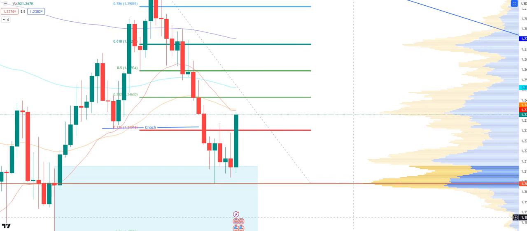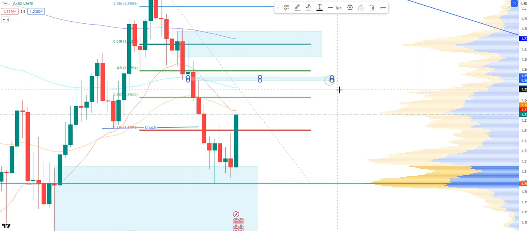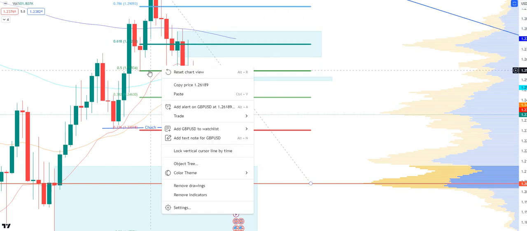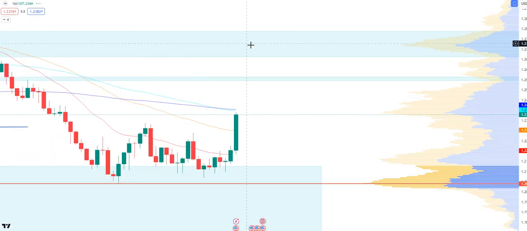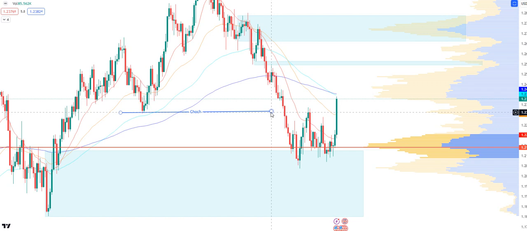Okay, so we do have some stuff here. Small fair value gap here, of course. We do have a fair value gap here, but no worries, we'll see. Alright, so delete this, and let's go to the daily time frame. Let's take a look at what we have. Okay, interesting.